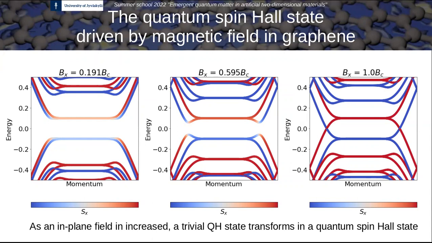And let me emphasize that this is, of course, something that has been done experimentally. So there have been experiments showing that at zero in-plane magnetic field, you get a gap. And as you apply a large magnetic field, you get, let's say, helical states.